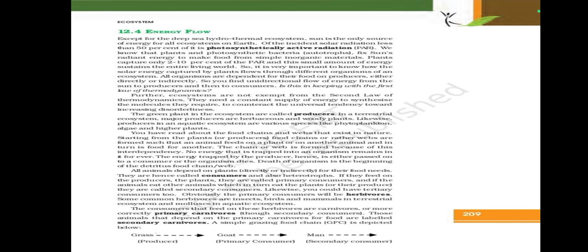Obviously, the primary consumers will be herbivores. Some common herbivores are insects, birds, and mammals in the terrestrial ecosystem, and mollusks in the aquatic ecosystem. The consumers that feed on these herbivores are carnivores, or more correctly, primary carnivores. Those animals that depend on the primary carnivores for food are labeled secondary carnivores. A simple grazing food chain, GFC, is depicted below: grass to goat to man.